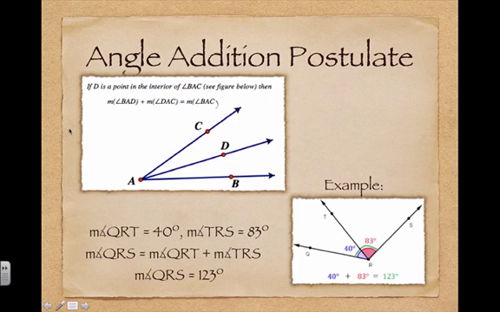So now let's go through an example. So we have an angle here that's made up of two smaller angles. So we have angle QRT and angle TRS. These two angles make up this big angle QRS. We are told that the measure of angle QRT is 40 degrees. So this small little angle here is 40 degrees, and TRS is 83 degrees. We can now find the measure of the larger angle QRS by adding the two together, 40 plus 83, which equals 123 degrees. We now have used the angle addition postulate to find the measure of angle QRS.